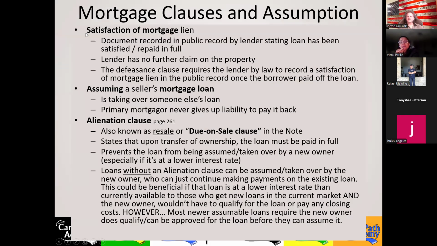The satisfaction of mortgage lien is a document that's recorded in the public records by the lender stating that the loan has been satisfied and repaid in full. The lender has no further claim on the property. It is the defeasance clause that requires the lender by law to record a satisfaction of mortgage lien in the public records once the borrower has paid off the loan.